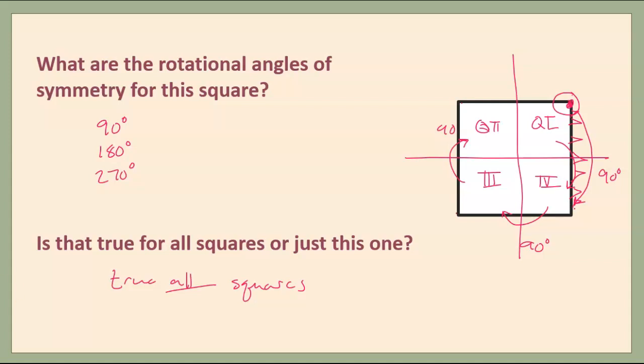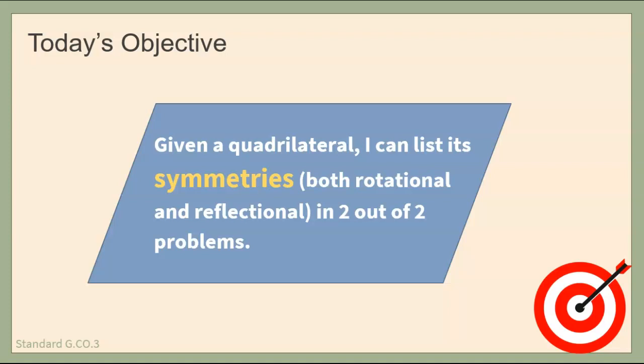All right, that wraps up what we're going to look at today, how we're going to introduce symmetries of quadrilaterals. We'll be expanding on this tomorrow with other kinds of quadrilaterals. Given a quadrilateral, I can list its symmetries, both rotational and reflectional, in 2 out of 2 problems. So we looked at squares today. We'll be looking at other quadrilaterals tomorrow.